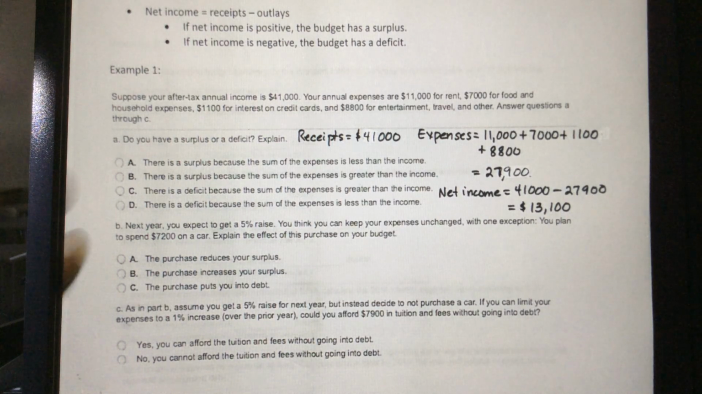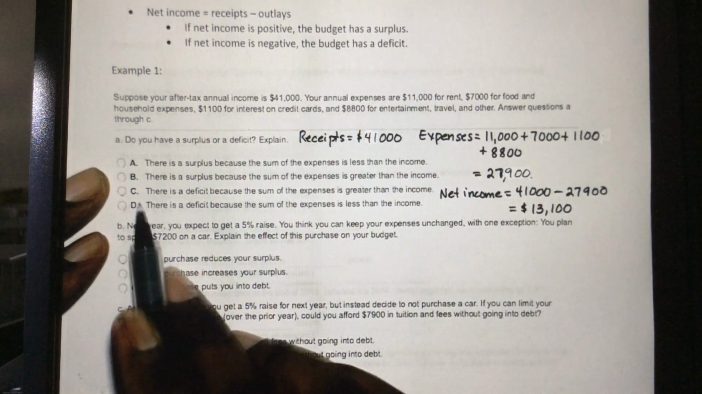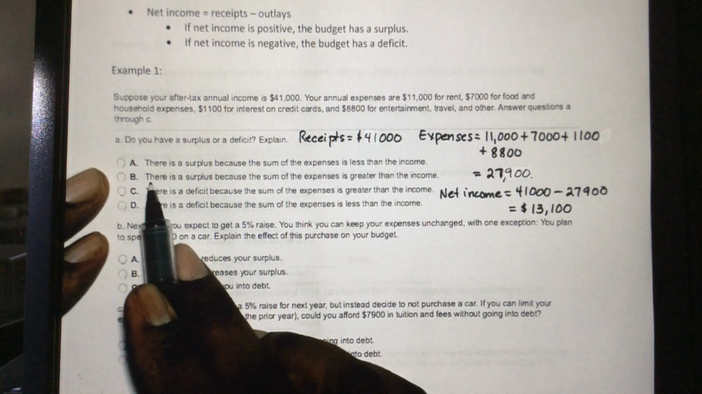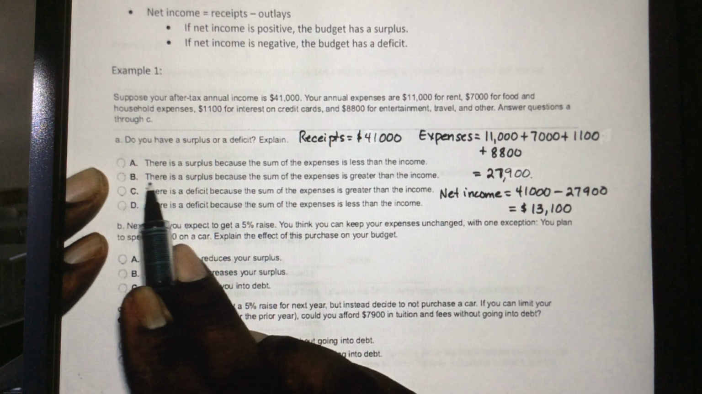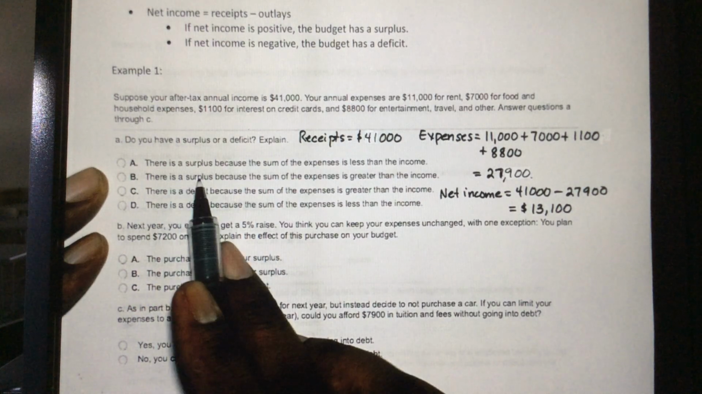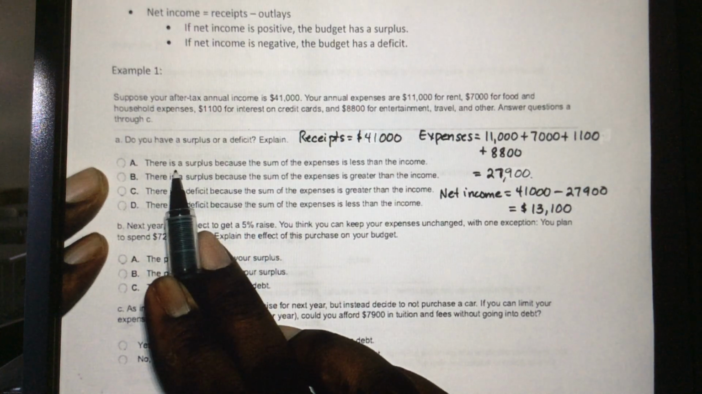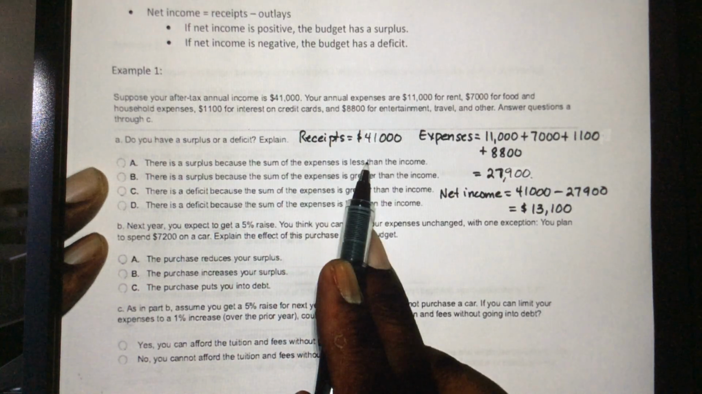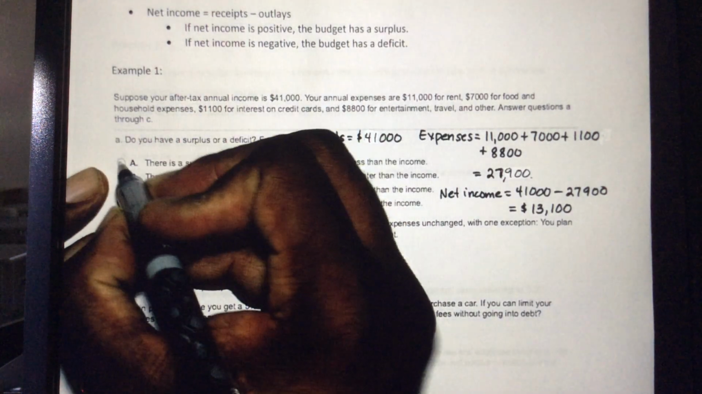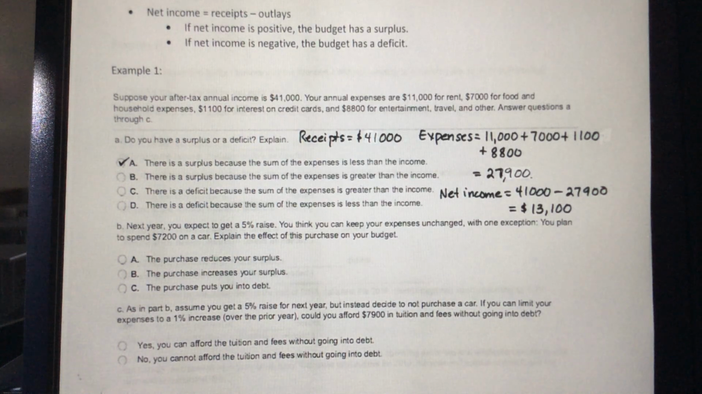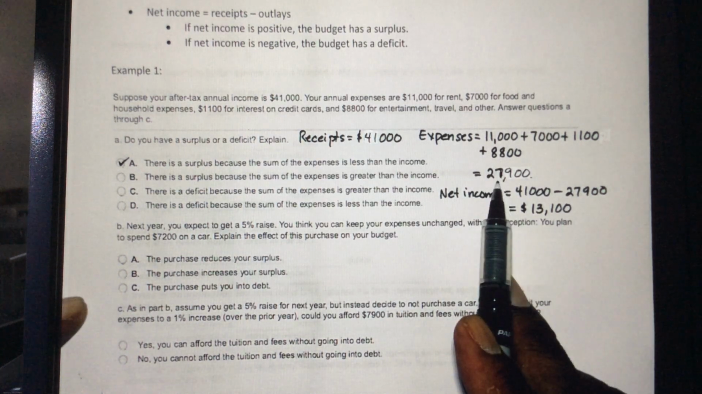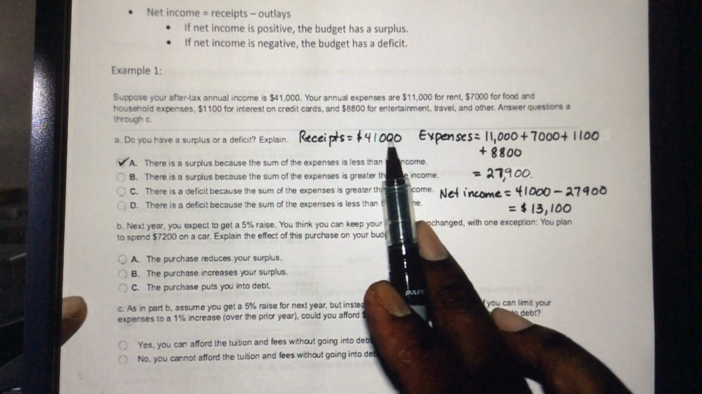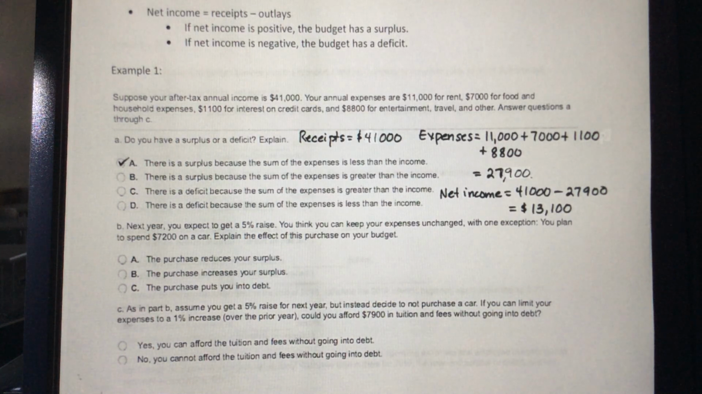And of course, we know it can't be C or D. It has to be A or B, and we have to read the choice of answers itself. There is a surplus because the sum of the expenses is less than the income. You can see $27,900 is less than the income of $41,000 after tax.